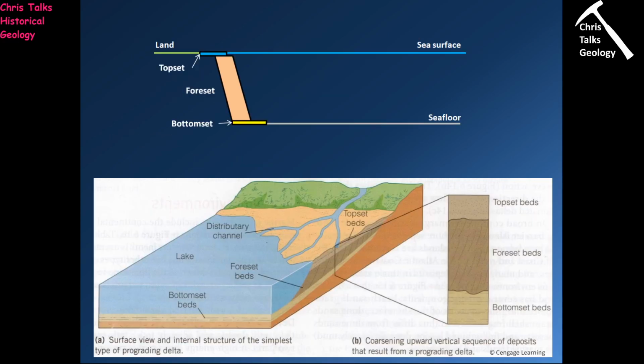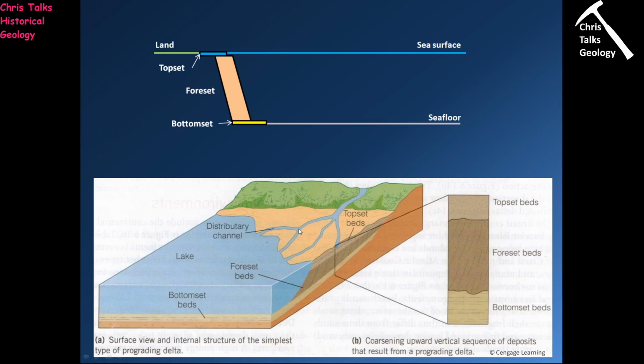So if we go back to our diagram here, these areas, like this area here for instance, would be affected by waves, and so that would give us symmetrical ripples. The channels here, well they are a unidirectional flow, so the water's only going in one direction, so they would give us asymmetrical ripples. So we can distinguish between our different environments, between the sandy topset beds and the sandy channel fill.